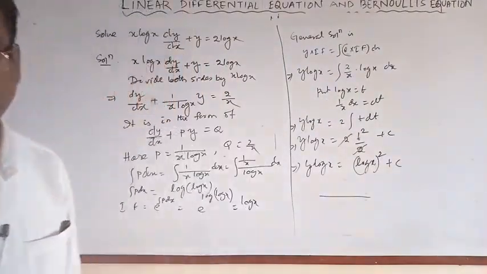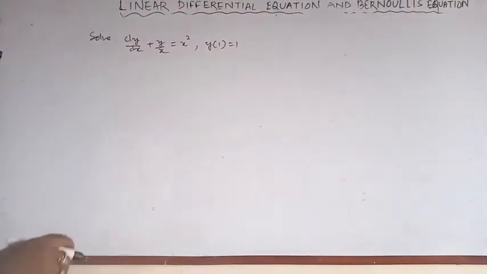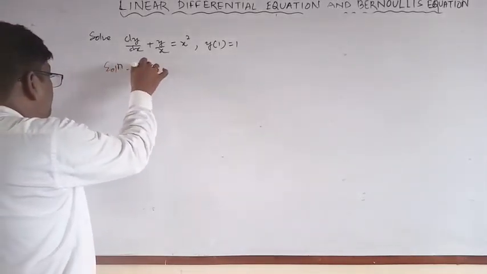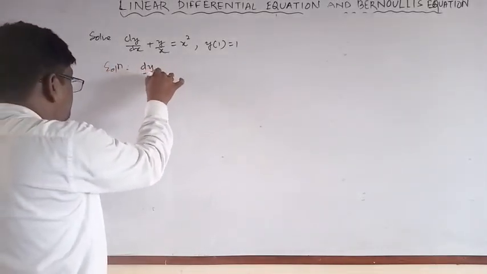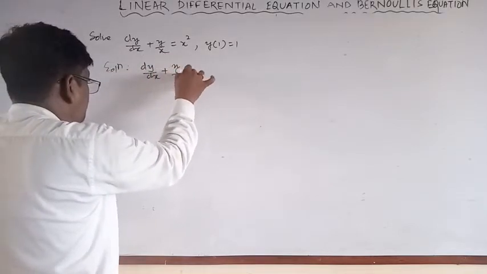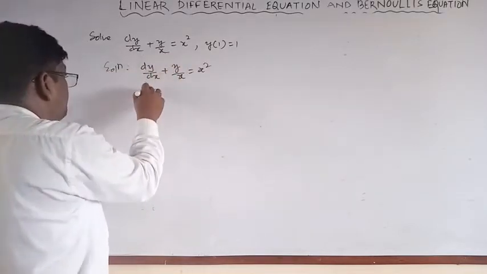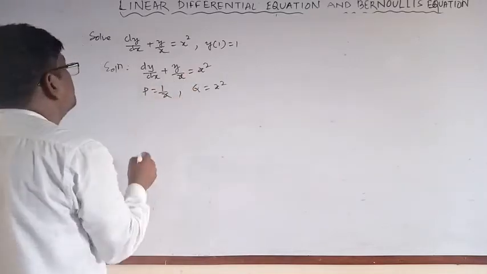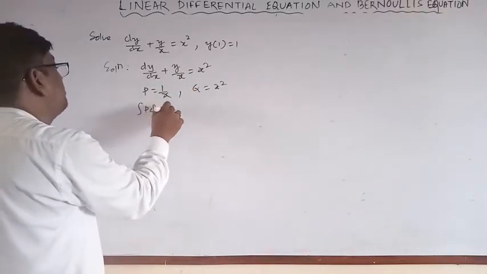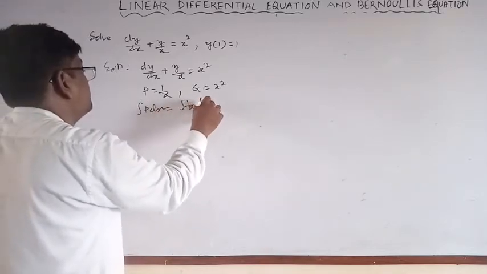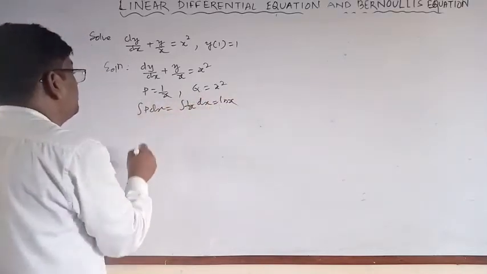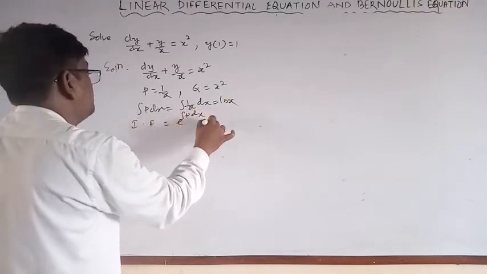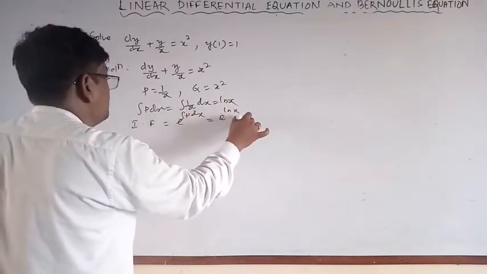Okay. Now another question. This is the solution: dy by dx plus y by x is equal to x square. Here p is equal to 1 by x, q is equal to x square. So integration p dx is equal to integration 1 by x dx is equal to log x. So IF is equal to e to the power integration p dx is equal to e to the log x. So this is x.